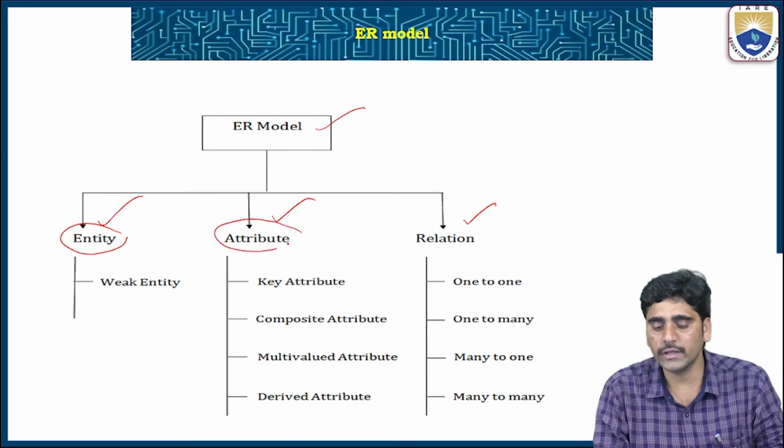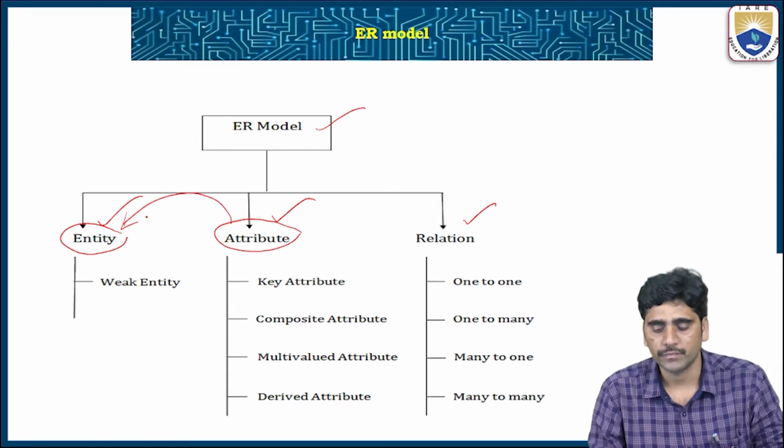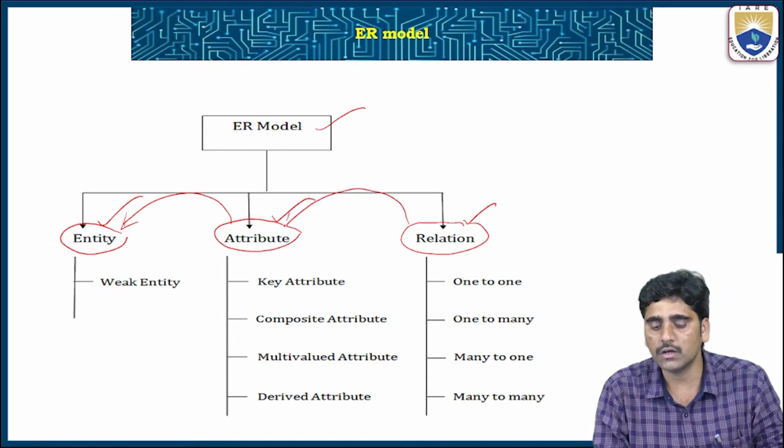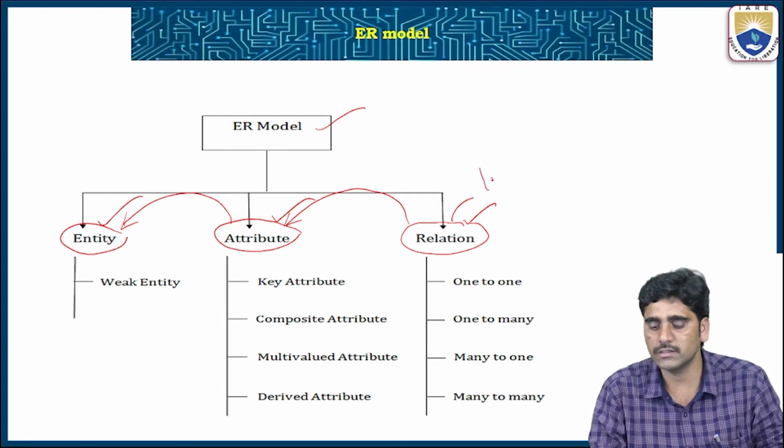An attribute is a property of the real world object that the entity contains. And a relation is nothing but the logical association or logical connection between two entities, or two attributes, or any entity to any attribute.